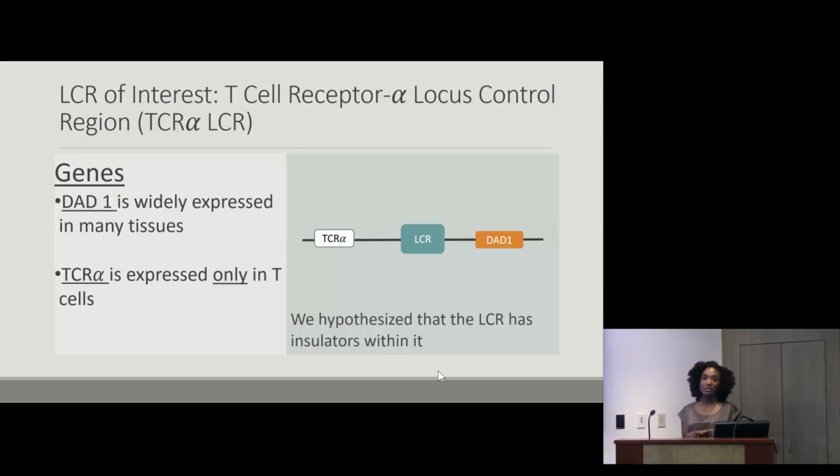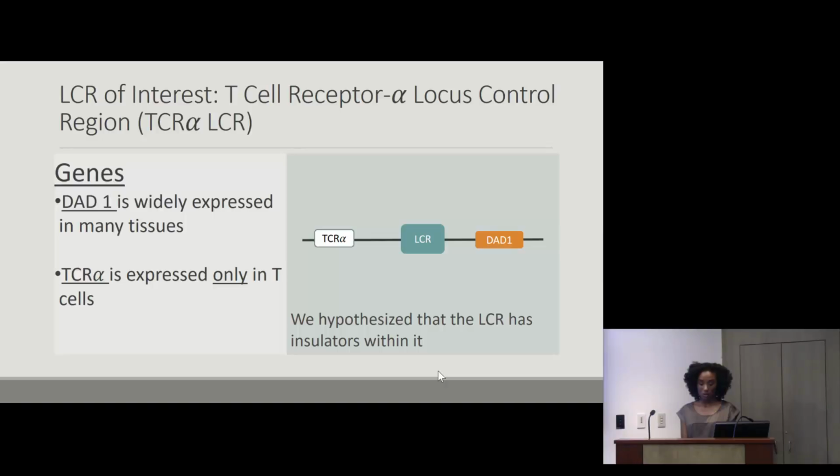Now, the reason that this LCR is of interest to us is because it allows two differently expressing genes to be expressed no matter where. It allows them to be expressed wherever they're supposed to be expressed, despite their activity. So it led to the question of, does this LCR have insulator activity within it?